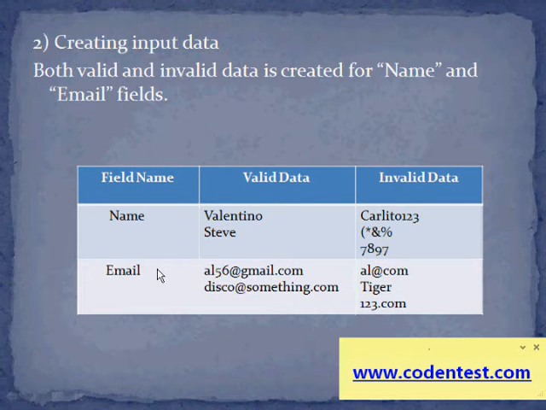And for email, valid data is al56@gmail.com and disco@something.com. And invalid data for email is al@com or tiger or 123.com. These three values are not in a valid email format, isn't it? So it's invalid for our email. That's how we created our valid and invalid data. So we are done with the second step, which was creating input data.